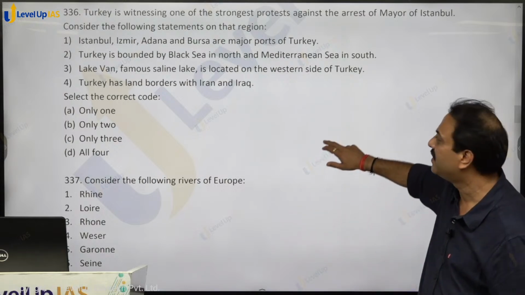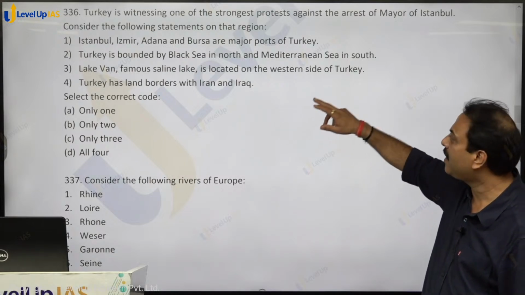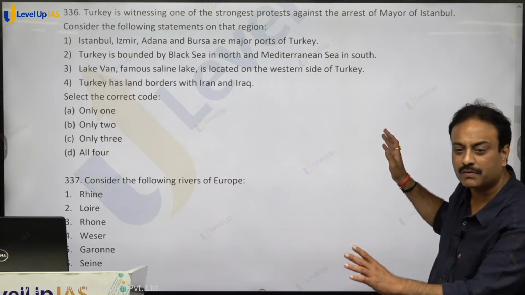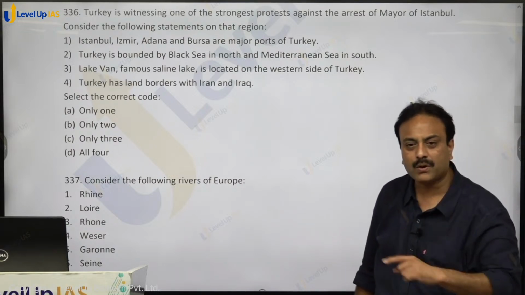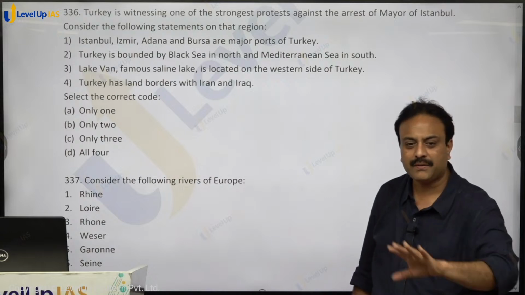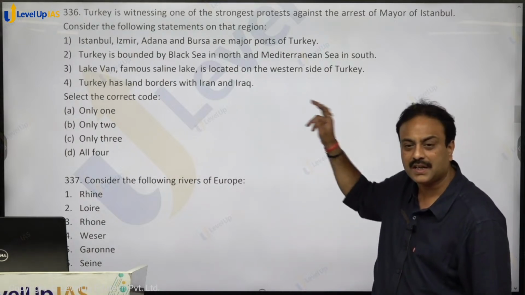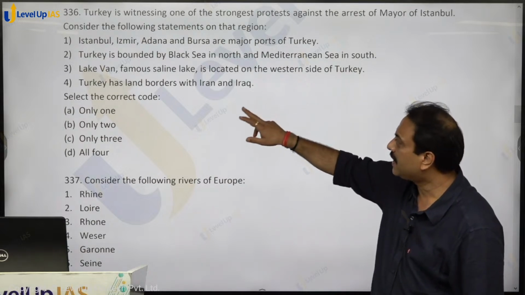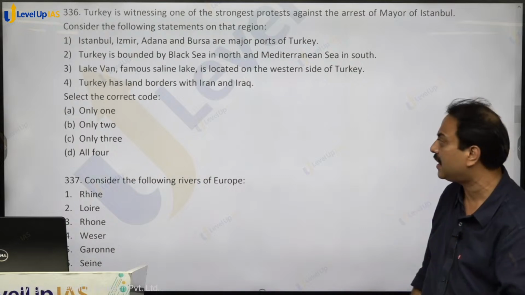It's going on live. Istanbul, Izmir, Adana, Bursa. These are the major ports of Turkey. Are you getting that? Around Turkey, the 4 coastal cities which are prominent, which are very important, they are Istanbul, Izmir, Adana, Bursa. These are the major ports of Turkey. Turkey is bounded by Black Sea in the north, Mediterranean in the south. We know that, we discussed it yesterday also.